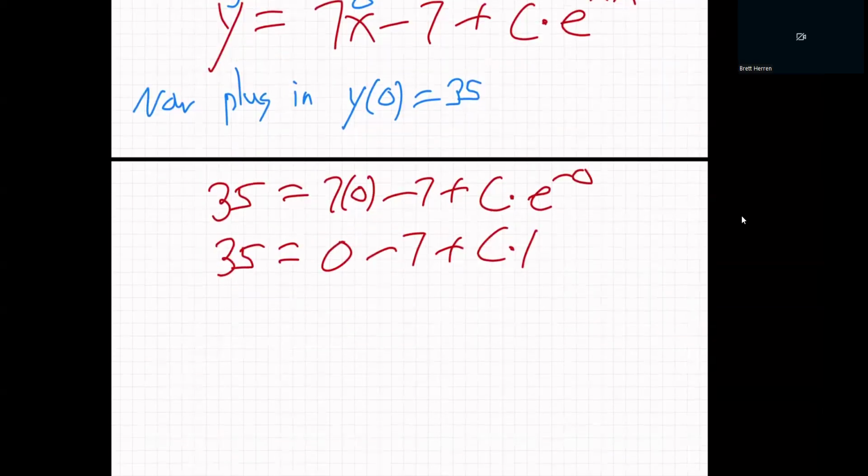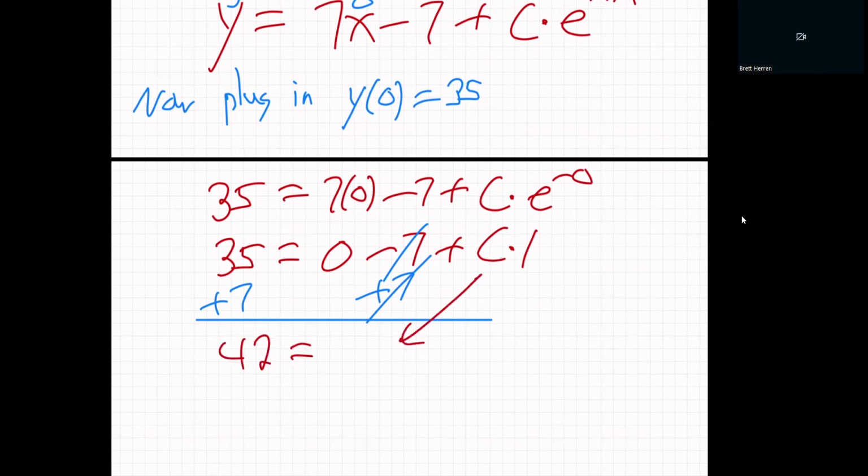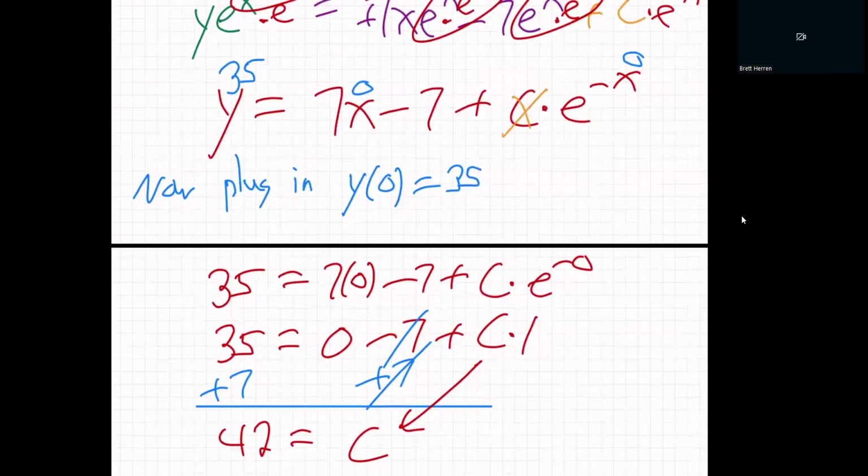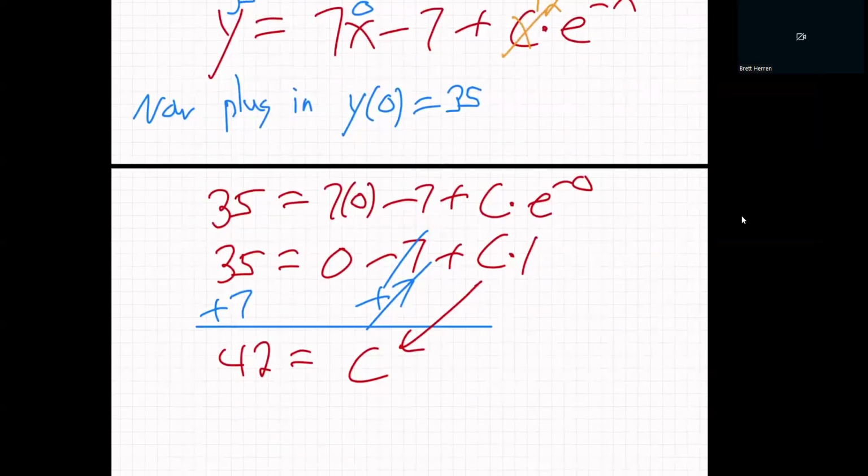So that means add the 7 over. So it's 42 equals c times 1. It's just c. c is 42. Go back to this equation, get rid of this, and pop in 42. So here's how I'll rewrite it: y equals 7x minus 7 plus 42 e to the minus x.